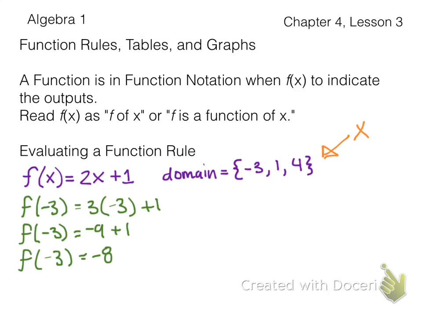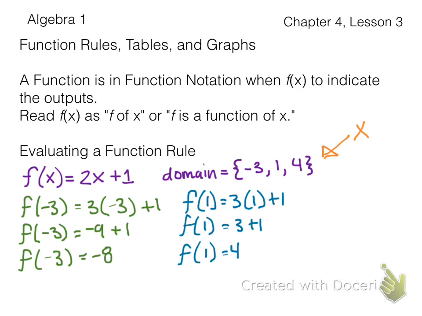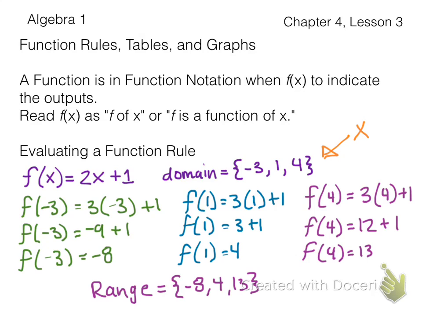In this case, the domain is -3, 1, and 4, so we're going to do this 3 times. Once where x is -3, once where x is 1, and once where x is 4. So I already did the math for 3, so there you go, f of -3, where f of x was 2x plus 1. I'm replacing x with -3, and I did the math. So therefore, f of -3 is -8. So then if I do f of 1 is equal to 4, and f of 4 is equal to 13. Therefore, the ranges are -8, 4, and 13 when the domain was that, and this was my function rule.